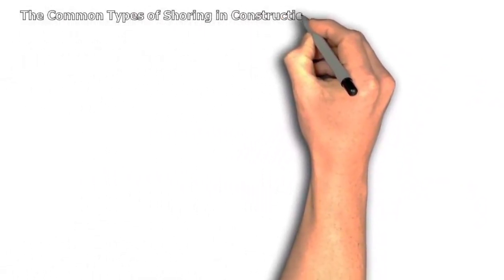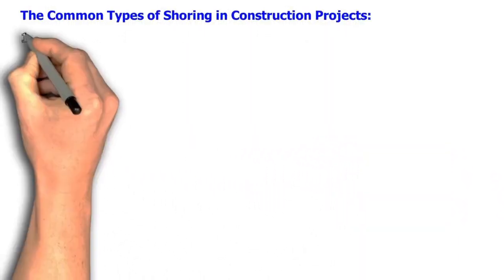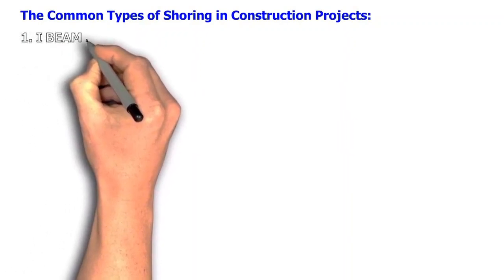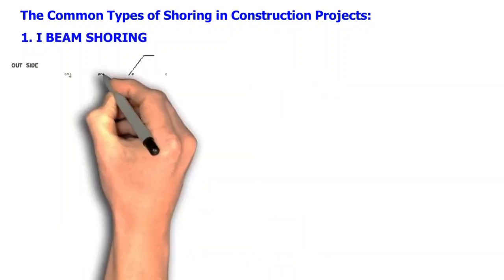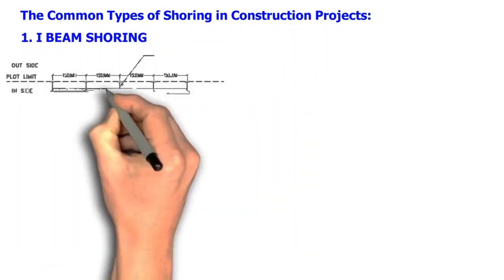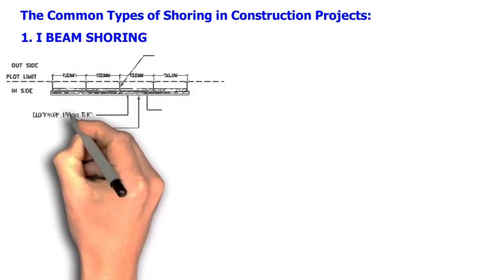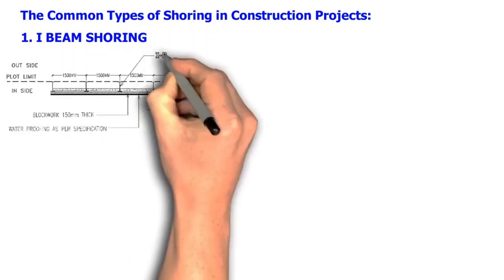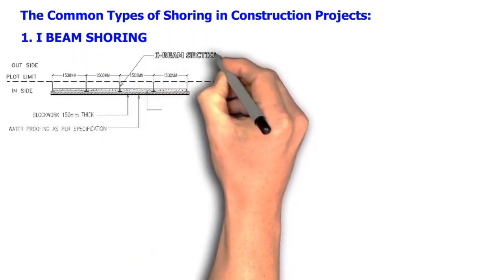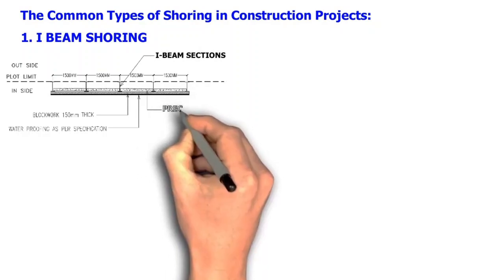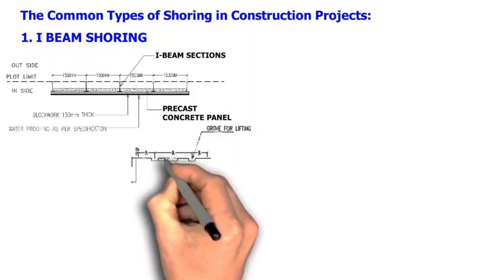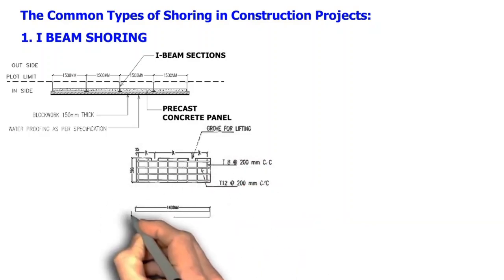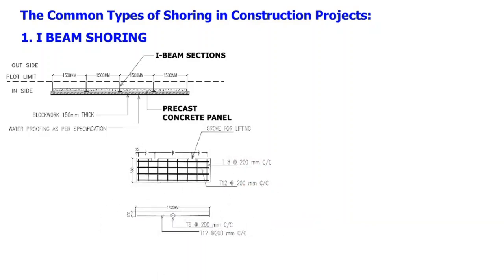The common types of shoring that we usually encounter in construction projects are: Number 1. I-beam shoring, also known as soldier pile walls, is the most common type of shoring that we usually encounter in a construction project. It is constructed by driving prefabricated steel I-sections into the ground. Soil conditions may allow for the sections to be vibrated directly into the ground, instead of pre-drilling the soil before installing the beam.